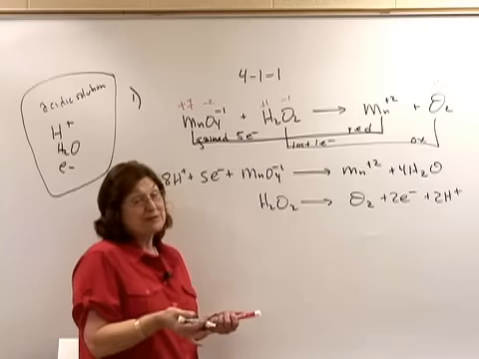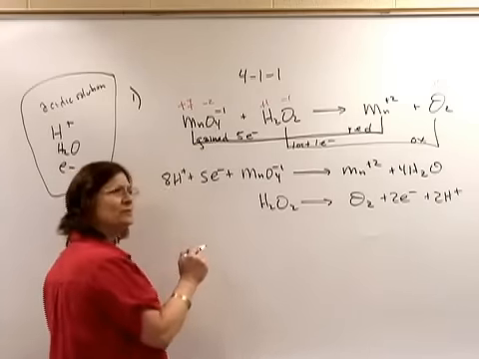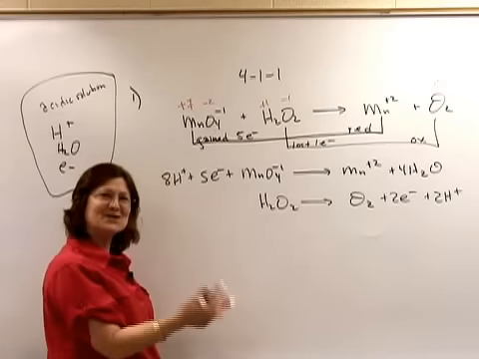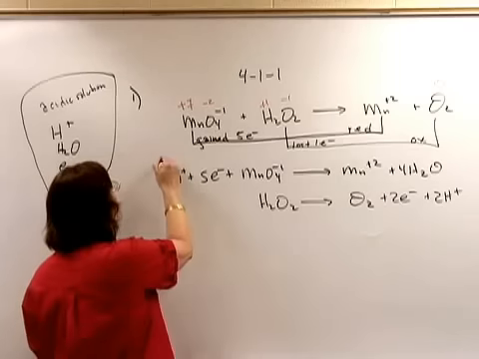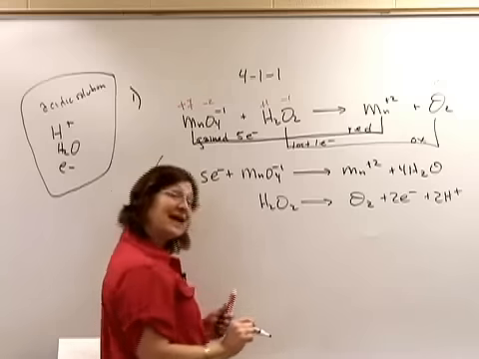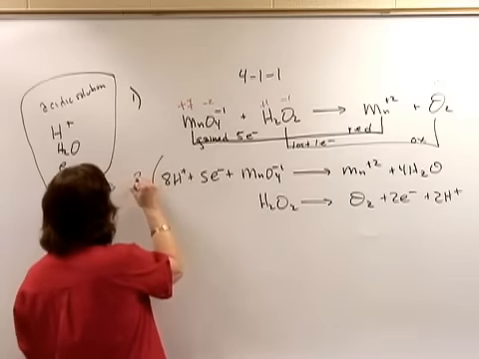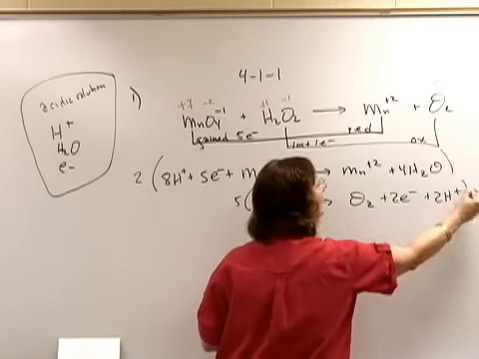Now before I can add them together, I have to multiply by the common multiple. I need the electrons to be the same on both sides of the reactions. And therefore, the lowest common multiple between 5 and 2 is 10. Therefore, I'm going to multiply the top equation by 2 and the bottom one by 5. And then I write them again.